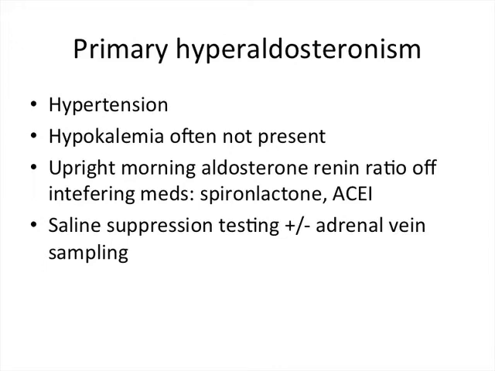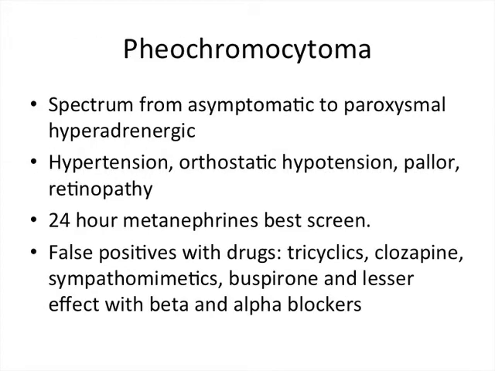If it's suggestive of hyperaldosteronism, the saline suppression test is the next biochemical test, and adrenal vein sampling may or may not be needed after that. And of course, here we're talking about pheochromocytoma, and you can see this gentleman was, yeah.